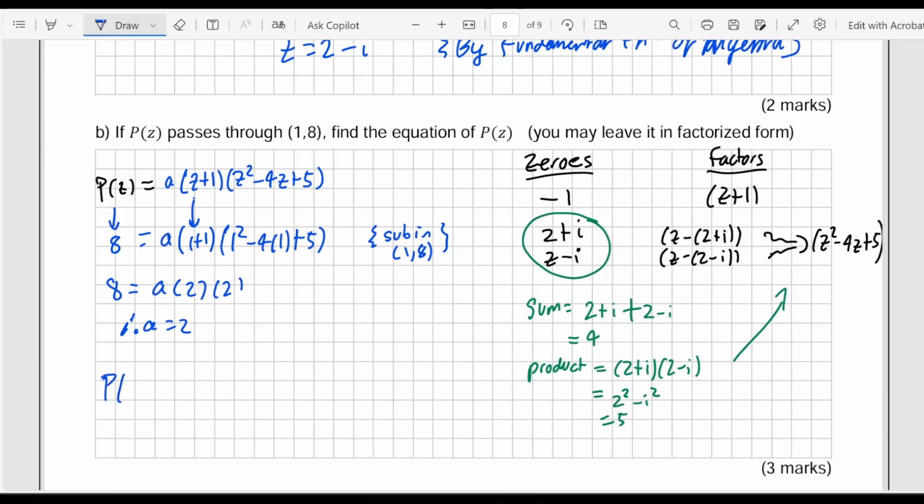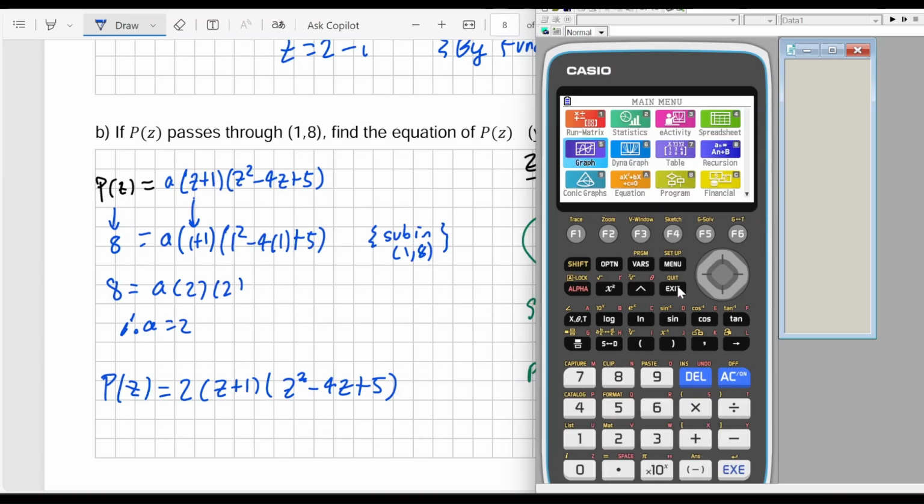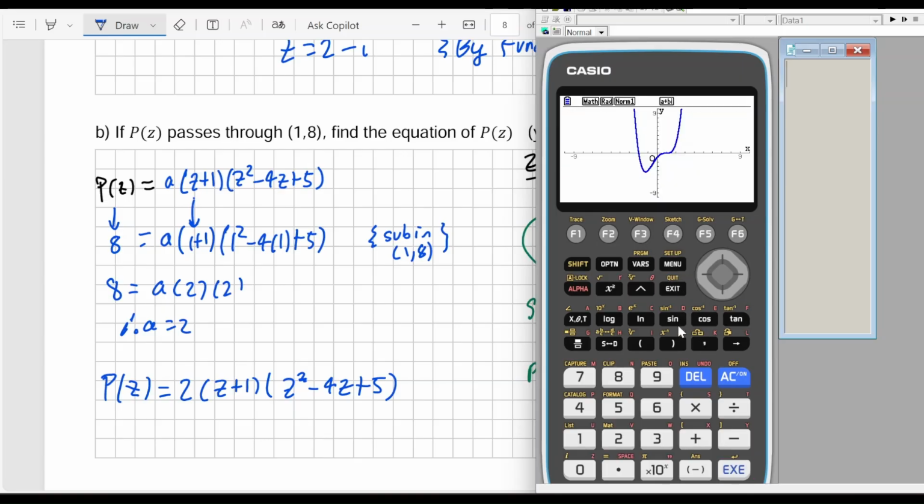Okay, so a couple of things that we can do here to check. First of all, let's just write out what our polynomial is. So it's 2 lots of z plus 1, z squared take 4z plus 5, just like that. We can graph it. So we'll have a look at that. Graph. Delete out all of our other graphs.